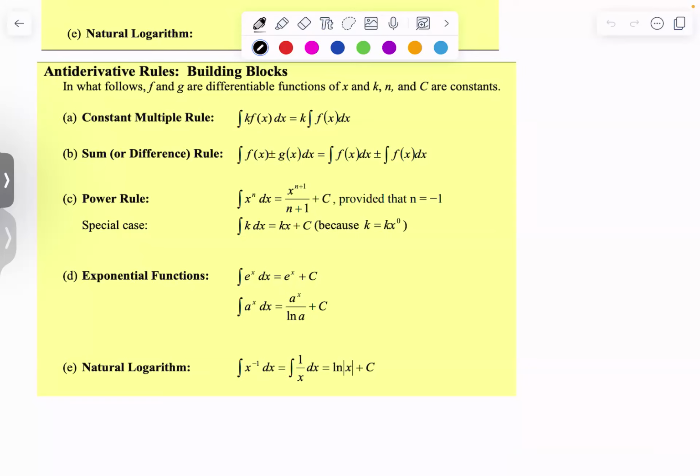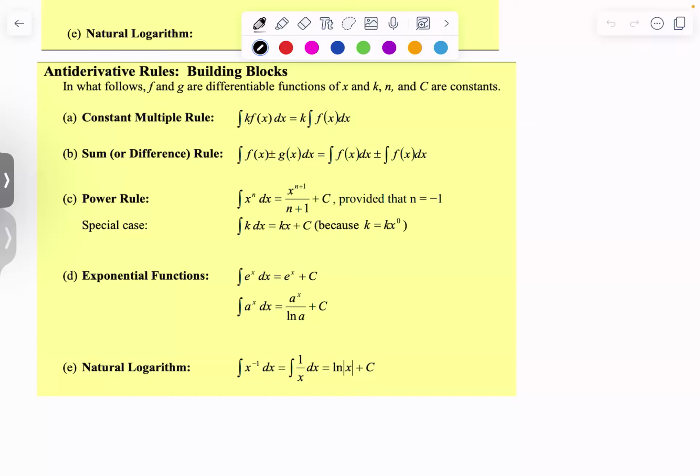If I have a constant times my function, I can pull that constant out in front before I do the antiderivative. I do this all the time. I like getting many of the constants out from the integral. It makes it less confusing to me. I also use a rule B here, where I actually break it up into two separate integrals.